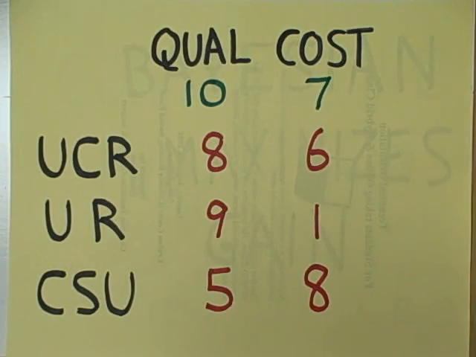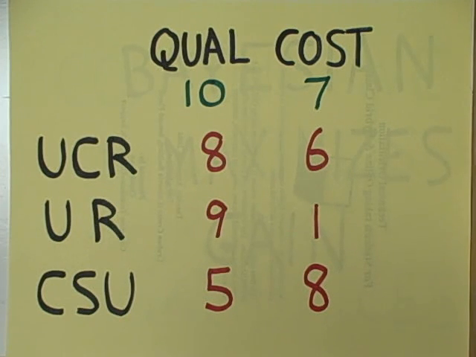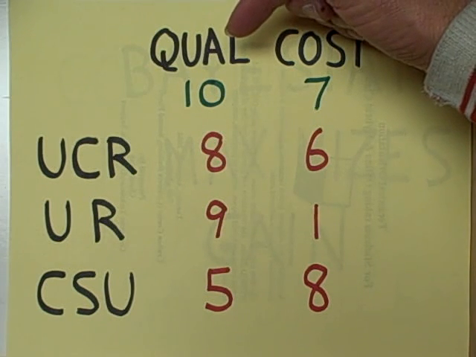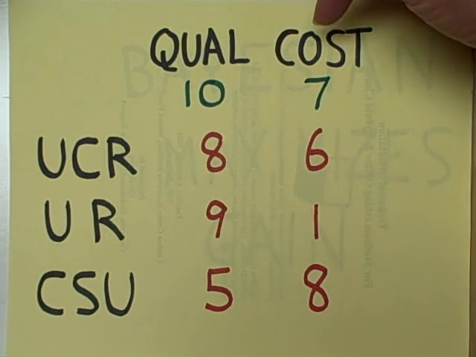Let's suppose that you're going to transfer to a 4-year university. You have 3 local alternatives: University of California, Riverside, University of Redlands, and California State University, San Bernardino. In making your decision, you have 2 criteria: the quality of your desired program and the cost.